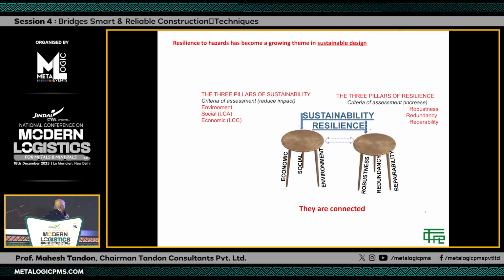As you may be knowing, the three pillars of sustainability, as recognized, are the environmental aspects, social, economic. So these are what sustainability means when we talk about it. When we talk about resilience, although they are connected, it really stands for robustness, redundancy, and repairability of the structure.